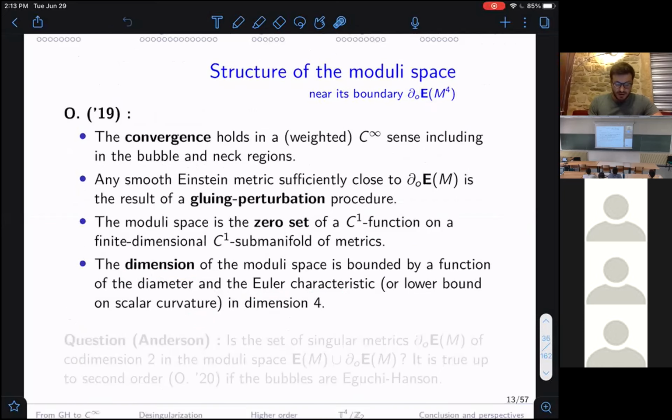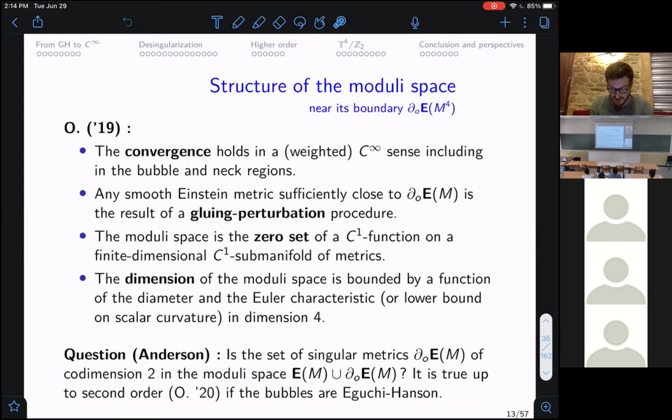Another question, which I think is really exciting, is to understand the size of this singular set here in order to understand better the topology of the moduli space. And the question of Anderson is whether or not this set of singular metrics is of codimension 2. And well, I show that this should be true. This is true up to second order if the bubbles are Gaussian. Okay, so that's my list of questions and kind of answers. Somewhat. So just like this one, there are not always complete answers, but that's what we have so far.